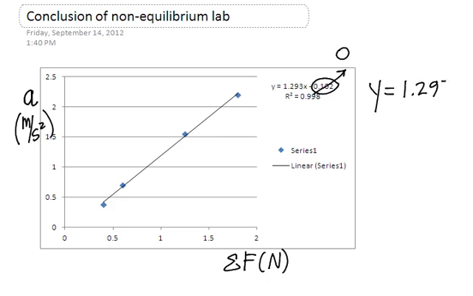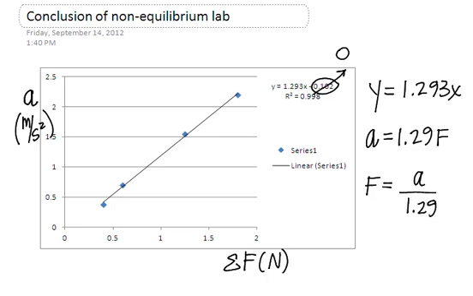1.293x. Well, what was on our y-axis? The acceleration. And what is on our x-axis? The force. Now, if I rewrite that equation, the sum of the forces equals, it would be what? A over 1.29? I left off my sigma. Sorry.